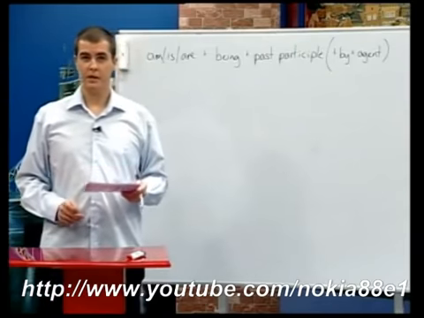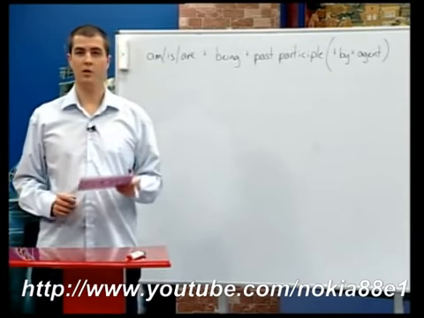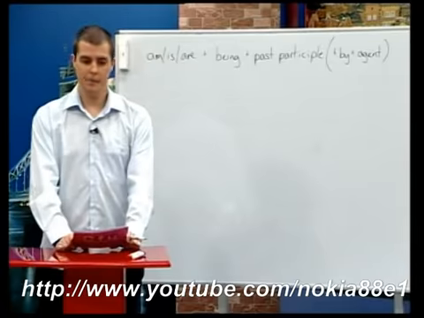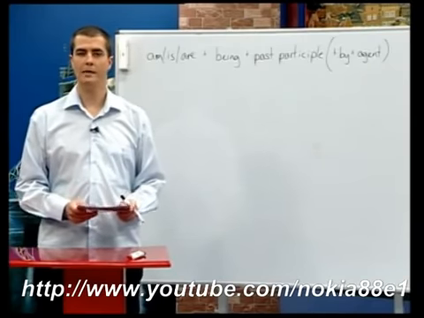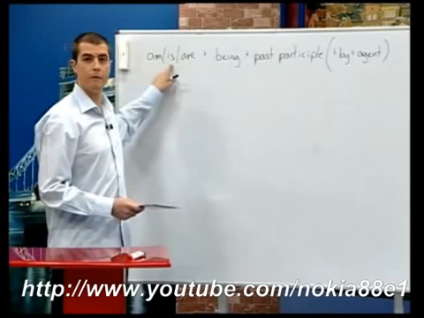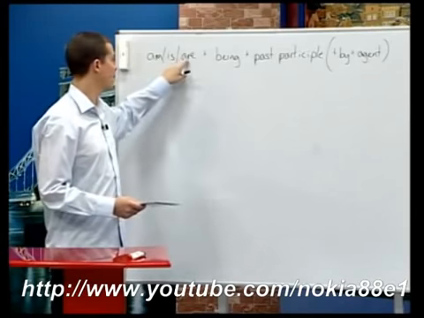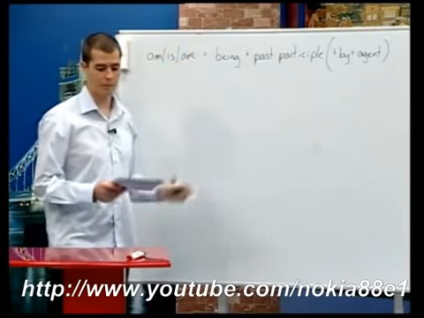Adverbs of frequency generally come after the first auxiliary verb. Let's have a look at this example. Novas are always being studied by scientists. So in that sentence, always came after the first verb here. Novas, are, and then always being.